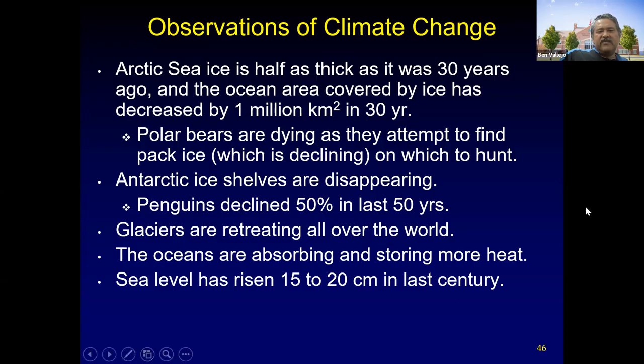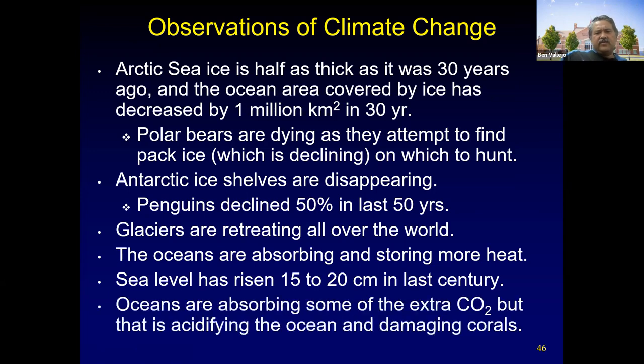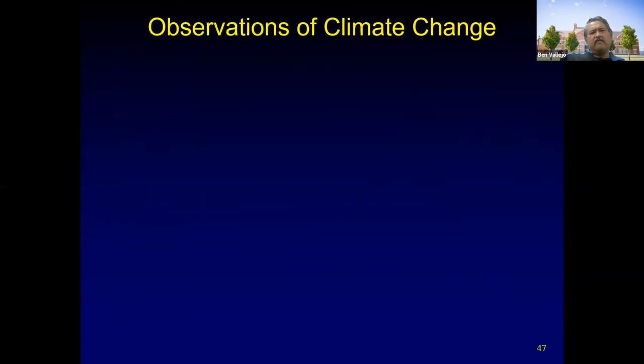Sea level has risen 15 to 20 centimeters, not much, in the last century. And oceans are absorbing some of the extra carbon dioxide, but that is acidifying the ocean and damaging corals. Even a change of 0.4 in the pH is, wow, not just damaging, but destroying the coral reefs. And they say that by 2100, there just might be very few coral on Earth.